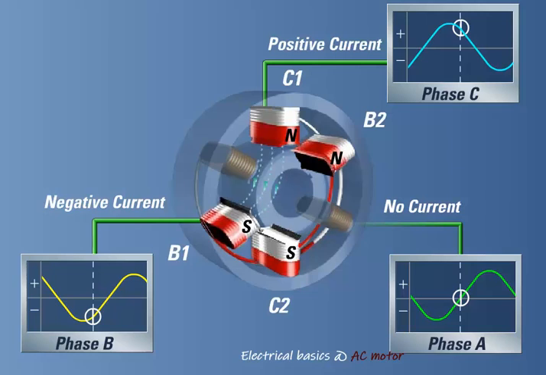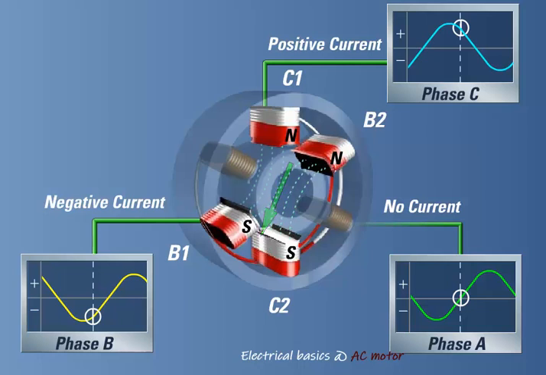The magnetic lines of flux will leave at the north pole of C1 and enter at the nearest south pole B1. Magnetic lines of flux will also leave B2 and enter the nearest south pole at C2. The resultant vector shown is the vector sum of the magnetic fields formed between the C and B poles.